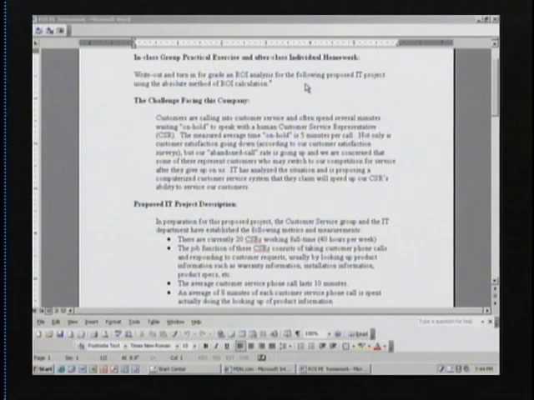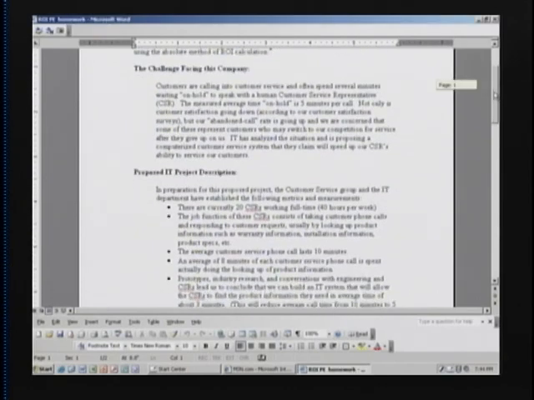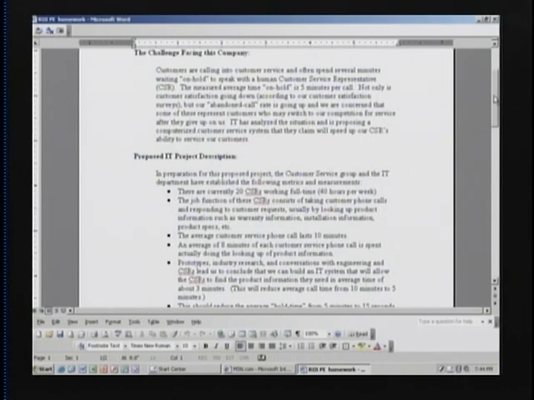Now, let's go back to the homework problem. So now that we know how we're going to calculate the estimate of the goodness of this investment, let's read about the challenge facing the company. Customers are calling in to customer service and often spend several minutes waiting on hold to speak with a human customer service representative, the CSR. The measured average time on hold is 5 minutes per call. Not a pretty picture.